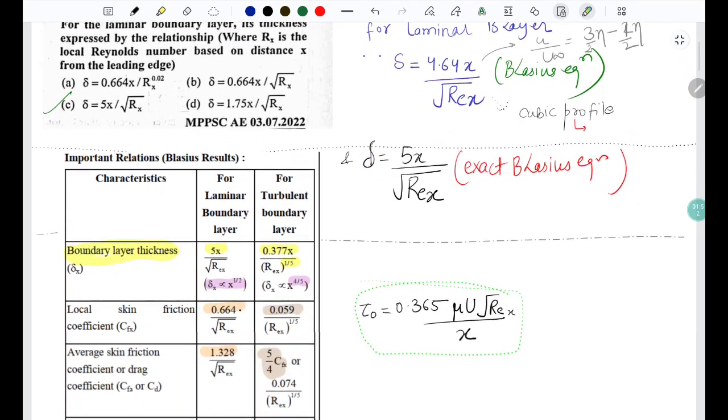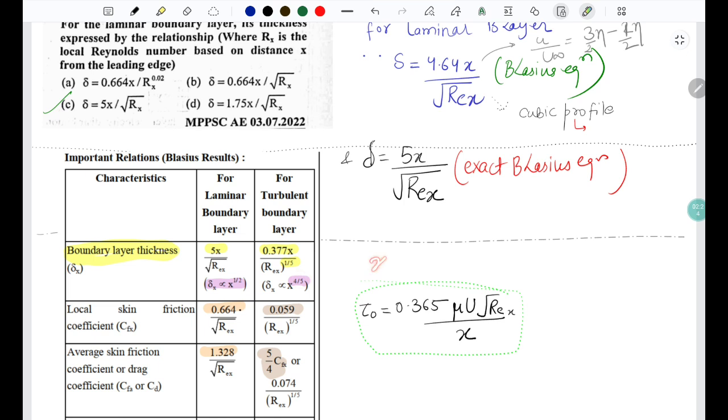Here you can see that for the laminar boundary layer, the boundary layer thickness is 5x by under root Rex, and the variation is like this: delta is directly proportional to the root of x, where x is the distance from the leading edge of the plate. And similarly, for the turbulent layer, we have 0.377x upon Rex to the power 1 by 5, which is delta directly proportional to x to the power 4 by 5.